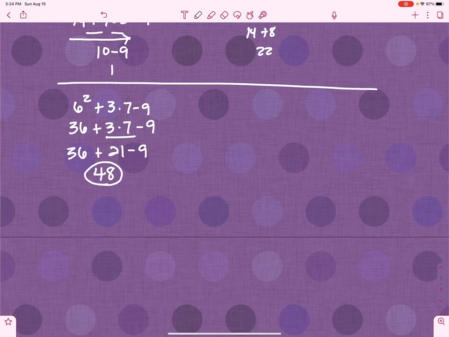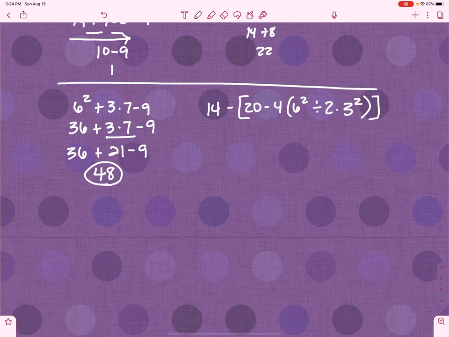All right, let's do one that's a little more challenging. It'll be fun. Okay, let's look at this one. 14 minus a bracket, 20 minus 4. This one's a doozy, kids. A doozy. All right, so let's not get too upset about this, all right? So I'm going to take it step by step. I'm going to work from the inside out, okay?